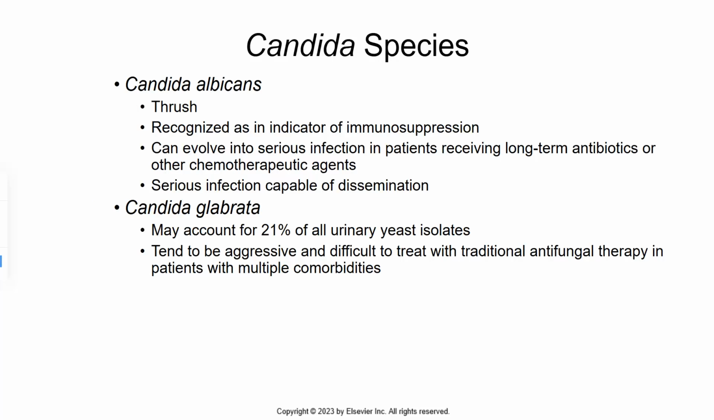Candida albicans is the known cause of thrush and vaginal yeast infections. Recognized as an indicator of immunosuppression, they can evolve into serious infections in patients receiving long-term antibiotics or other chemotherapeutic agents. Serious infection is capable of dissemination. Candida glabrata may account for 21% of all urinary yeast isolates. They tend to be aggressive and difficult to treat with traditional antifungal therapy in patients with multiple comorbidities.